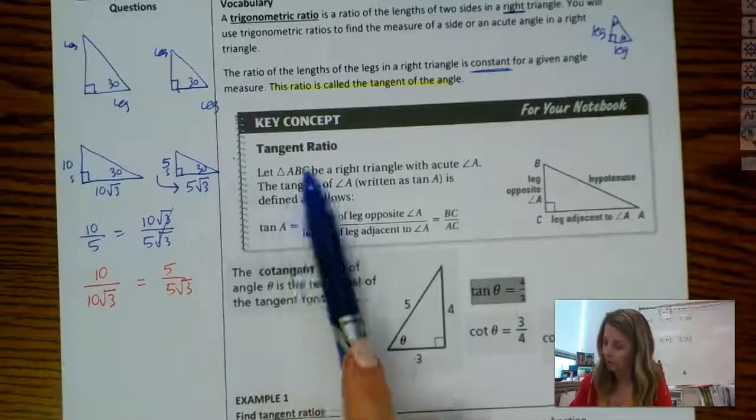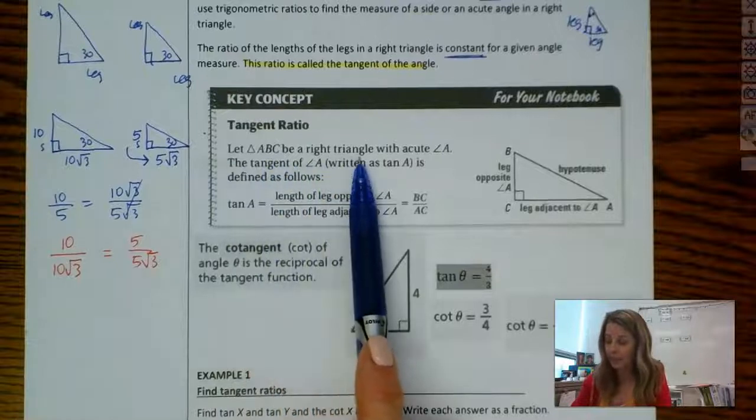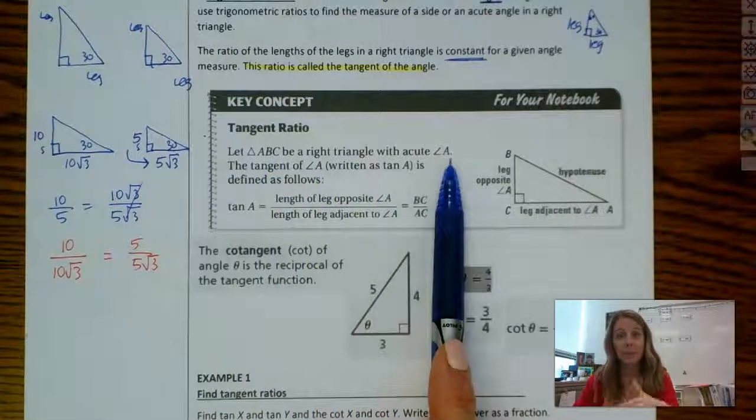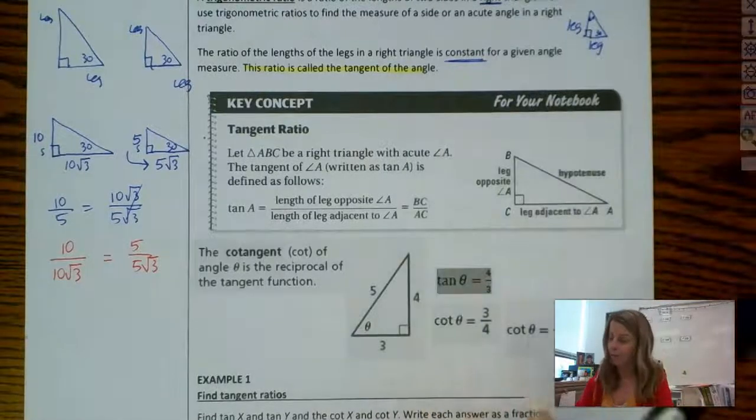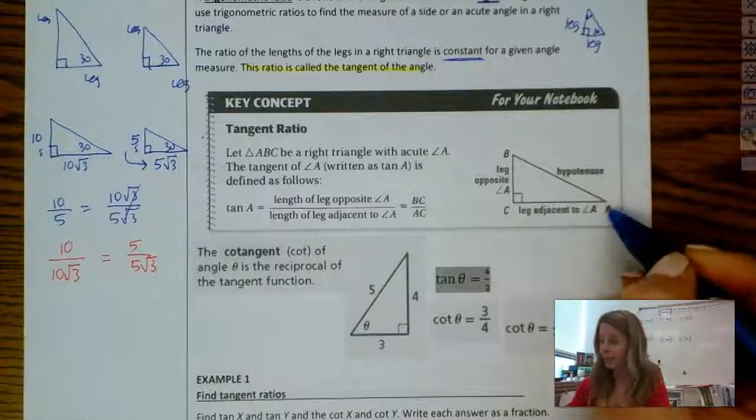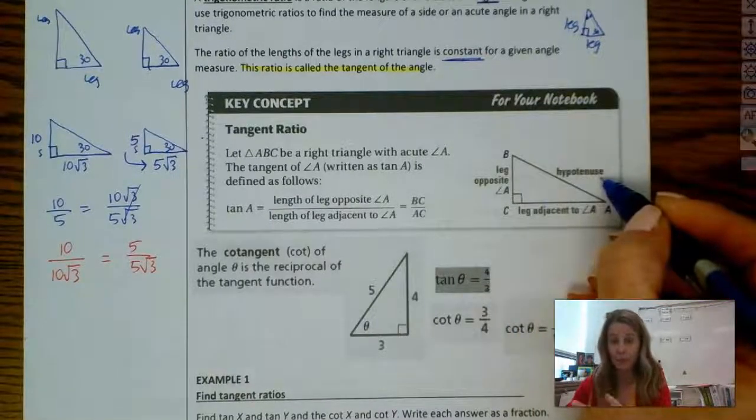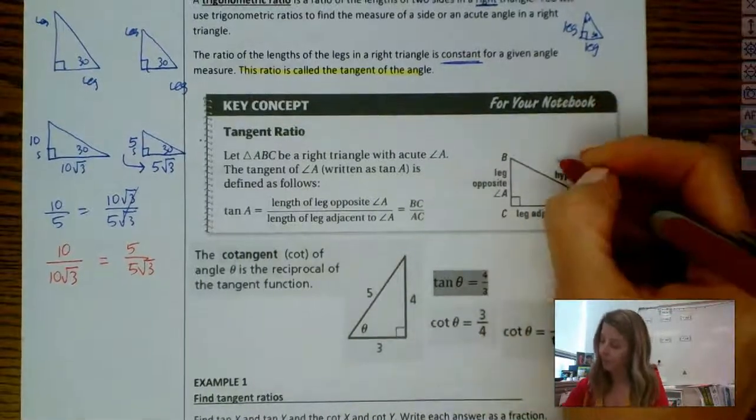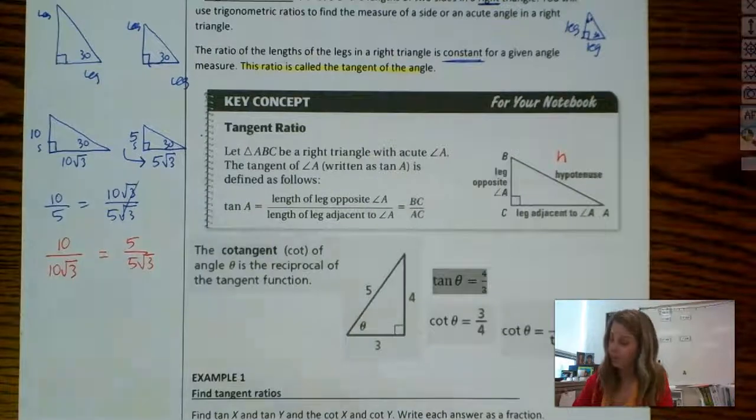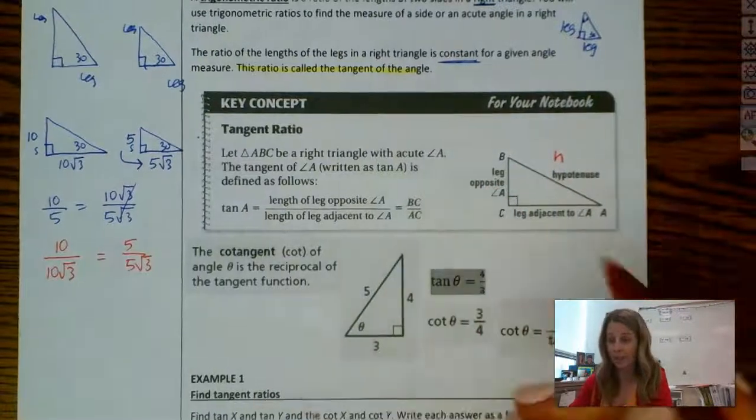Okay, so let's get into this key concept. Let triangle ABC be a right triangle with acute angle A. Now we're going to generalize this for all acute angles, not just 30. So here's your triangle, and here's angle A right here. Here's how we're going to label some things. The hypotenuse is, of course, the hypotenuse, so I will usually shorten that to the letter H. And these are the two legs, because that's your vocabulary.